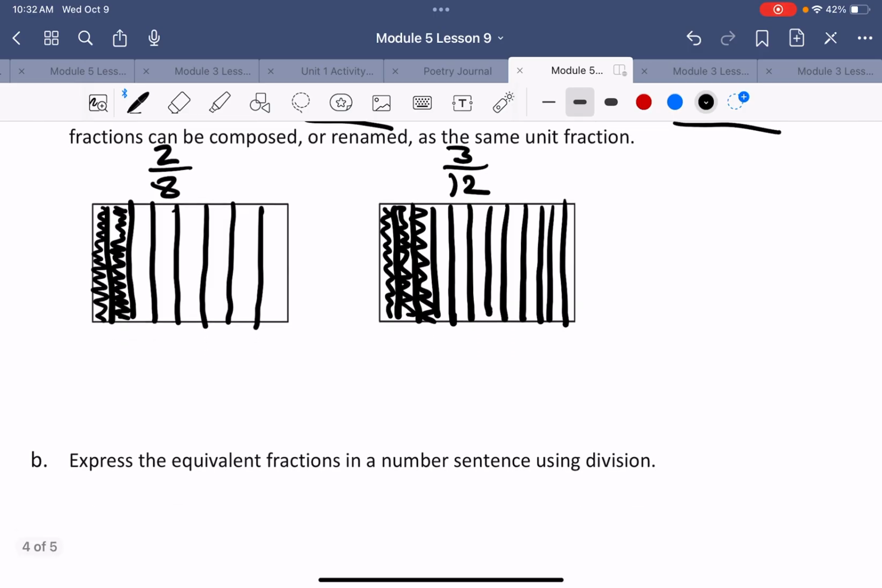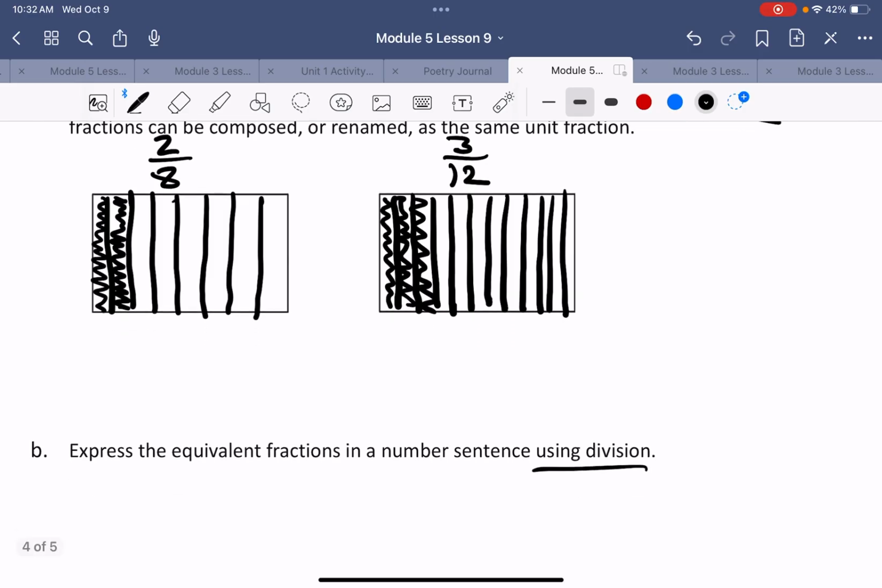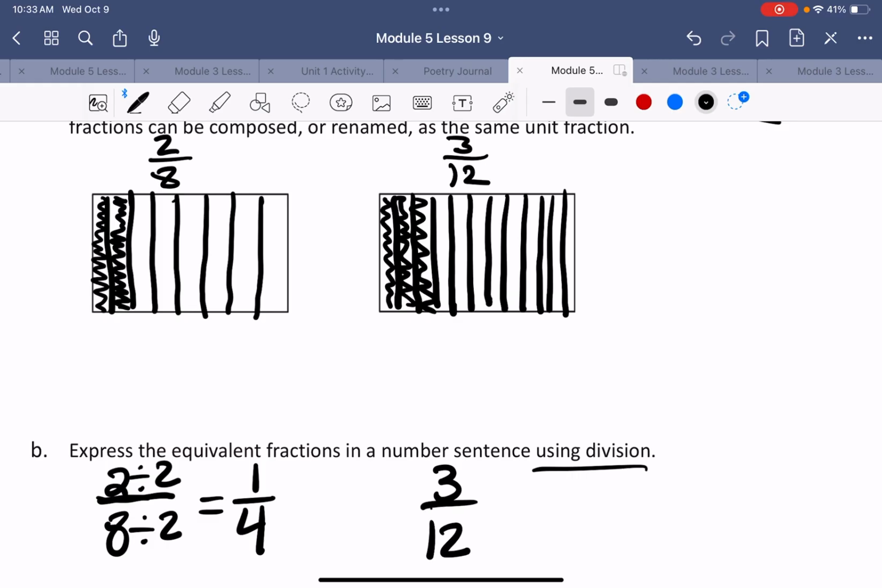Now we're going to use division to show how we did that. 2/8 can be divided by 2. And when 2/8 is divided by 2, we get 1/4. Now we take 3/12. 3/12 can be divided by 3. And when we divide 3 by 3, we get 1, and 12 by 3, we get 4. So both equal 1/4.